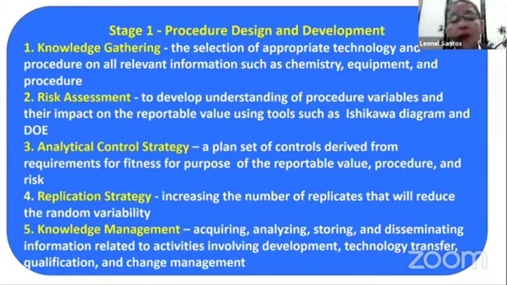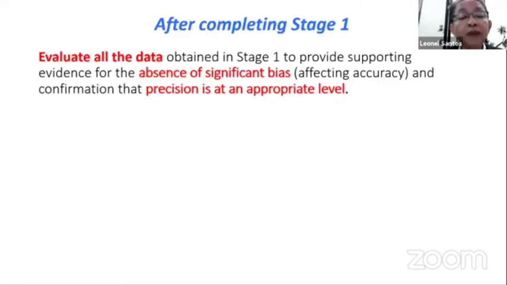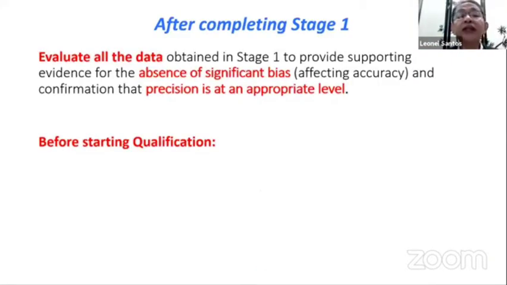This would include acquiring, analyzing, storing, and disseminating information related to the activities involving the development, technology transfer, qualification, and change management. So this is something important also. After you complete stage one, it is good to evaluate the data that you obtain in terms of the absence of significant bias so that your precision is at the appropriate level.